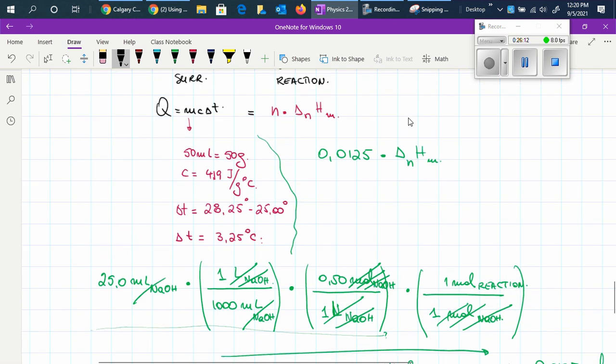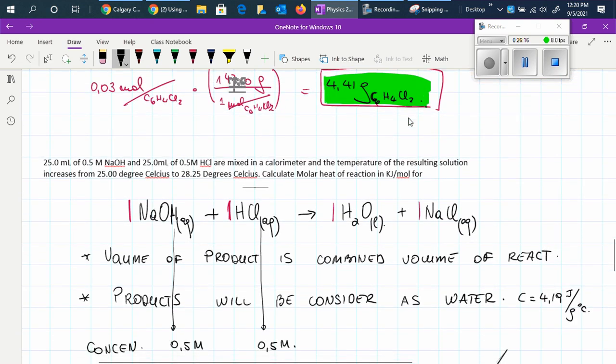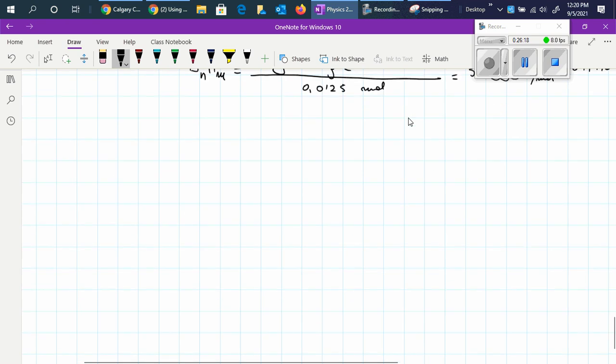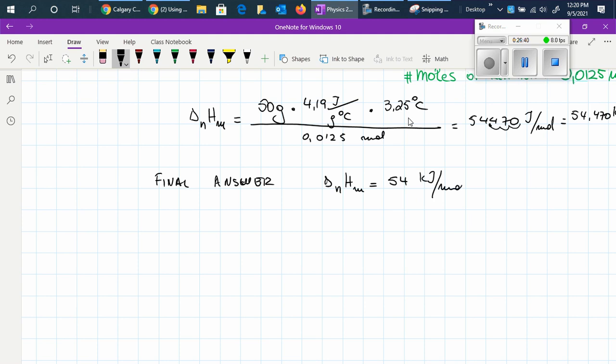Now let's take a final look at the significant digits, and I notice here that the significant digits are 2. So the final answer, the molar change of enthalpy of the neutralization, will be 54 kilojoules per mole.